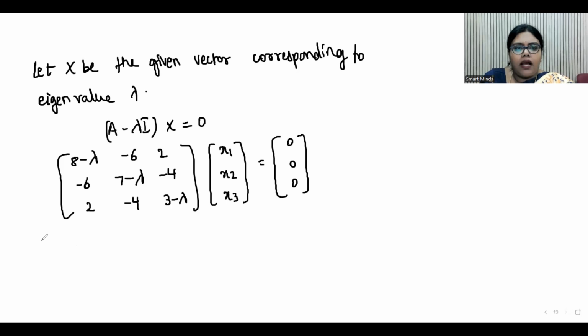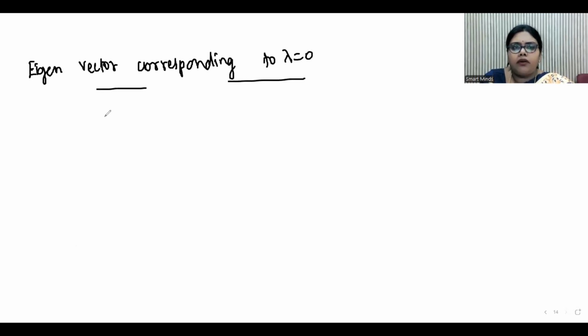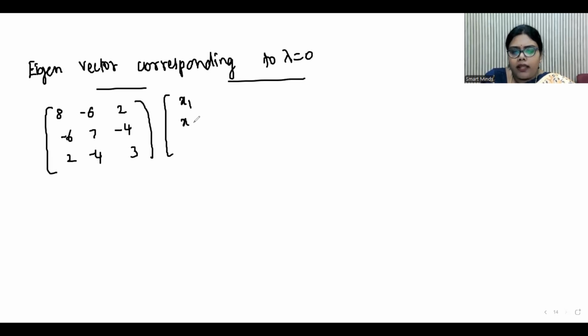Now we will find out eigenvector corresponding to lambda equals 0. So if we substitute lambda equals 0 in equation number 1, what do we get? [8, -6, 2; -6, 7, -4; 2, -4, 3] into [x1, x2, x3] is equal to [0, 0, 0].